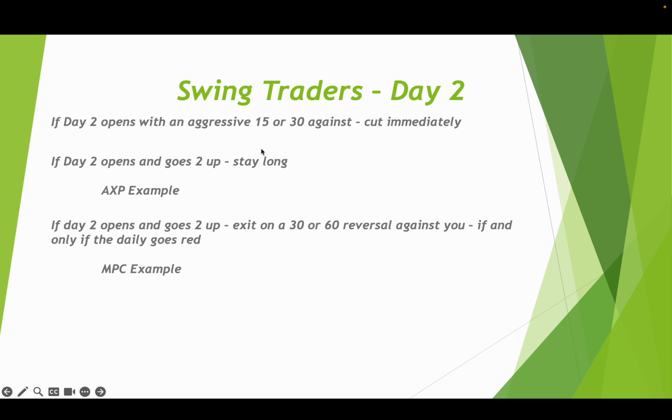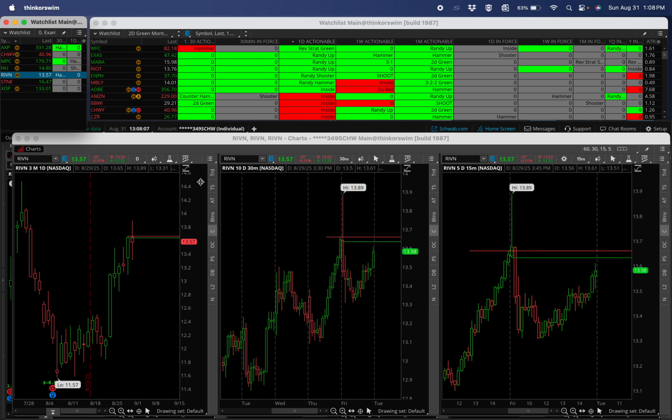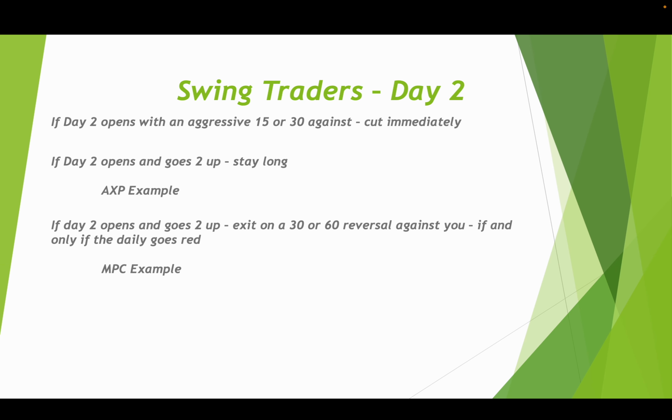So if you're holding overnight and the day opens with an aggressive 15 or 30 against you, you cut immediately. I don't have a perfect example of this, but hypothetically, let's say you were to get long Rivian here in the middle of the day on Thursday. You got long here when the daily turned. Then the day opens and you see this 15 or 30 against you. You cut that immediately. You just get out, because if you did it the right way, you should still be in a profit. You swung overnight, you were holding a winner overnight, but then the next day opened and it showed you it was a loser. Get out, cut it immediately.